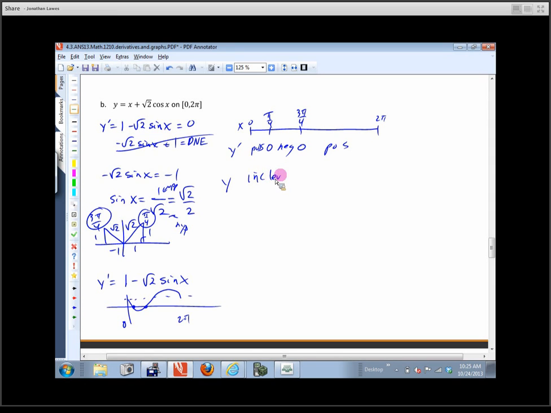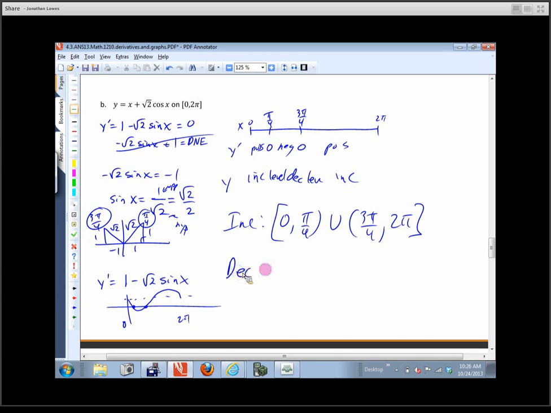Increasing, level, decreasing, level, increasing, right? So, where is this increasing? From 0 to pi fourths, and then again starting at 3 pi fourths and going to 2 pi. I guess we could use square brackets on those if we had to. And where is this decreasing? Only between those 2 points right there, so only between pi fourths and 3 pi fourths.